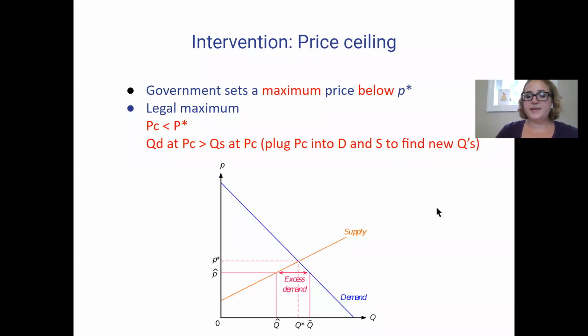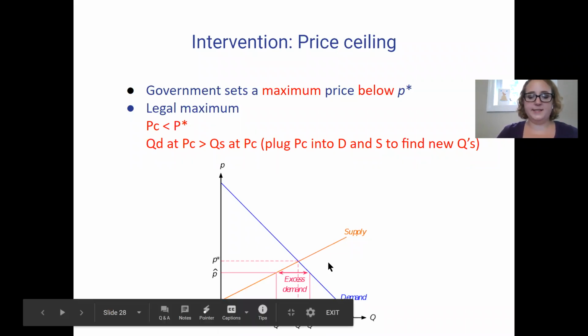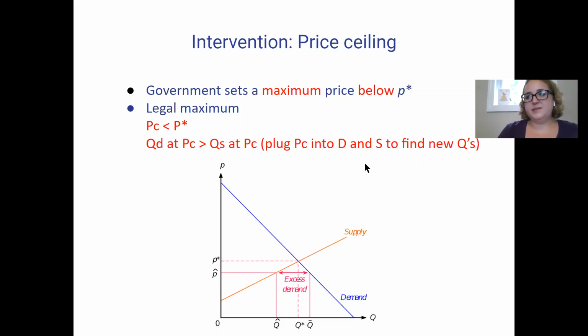Since quantity demanded is greater than quantity supplied, we have what's called excess demand. I keep messing that up. Excess demand. Excess demand is also known as a shortage. When everyone goes to buy this product, there's not going to be enough on the shelves for everyone to get their hands on, because there's going to be too many people that want it compared to the amount that sellers want to sell.